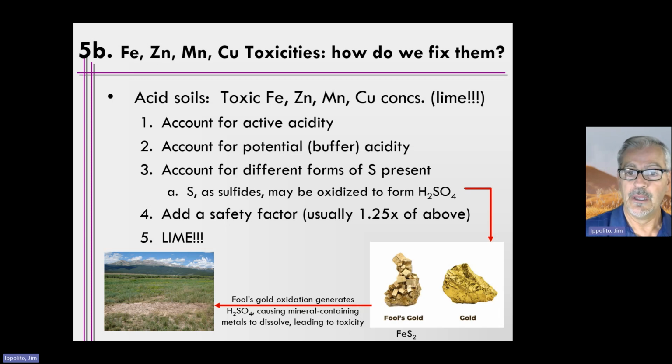So to fix this problem, we lime, account for active acidity, account for potential acidity, and then account for the amount of sulfur present. And then what we do is we add a safety factor, because you can't sample the entire field or entire location. And are you sure that you've accounted for all the sulfur that's present? So usually what we do is we determine the amount of lime based on points 1, 2, and 3, and then we multiply that by 1.25, and then we lime.